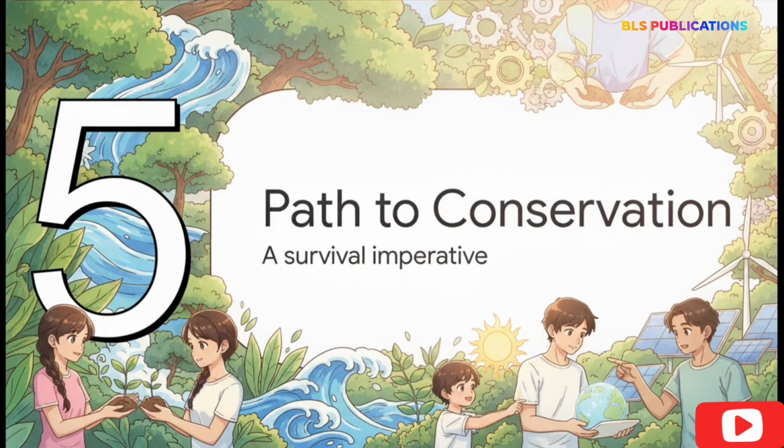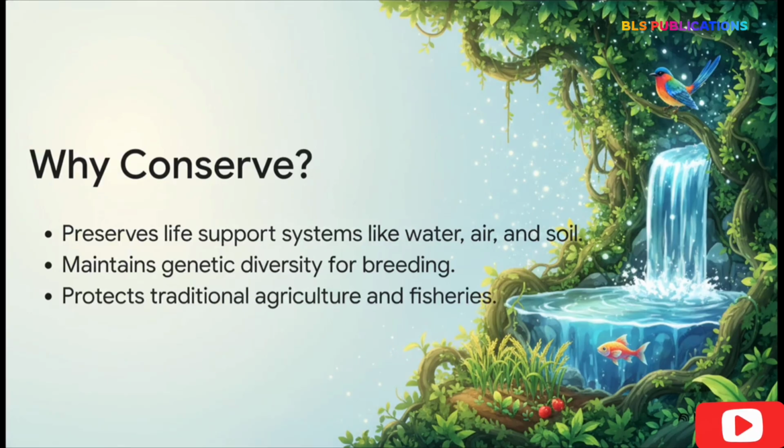But hey, we aren't helpless. Let's look at Section 5, the path to conservation, a survival imperative. Listen, conservation isn't just some feel-good buzzword about hugging trees. It is a literal survival imperative. We are just one tiny part of a massive ecological web. Conservation is what preserves our basic life support systems, the plants that clean our air, the microorganisms filtering our water. It also maintains genetic diversity. Think about that for a second. Our entire global food supply, from agriculture to fisheries, relies entirely on rich biological diversity. If that web snaps, well, we fall right along with it.